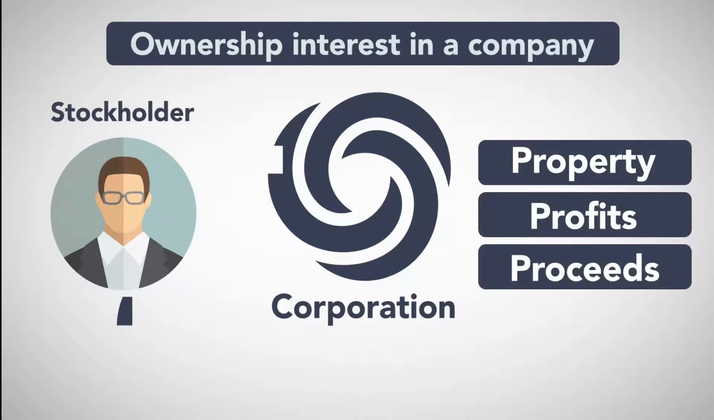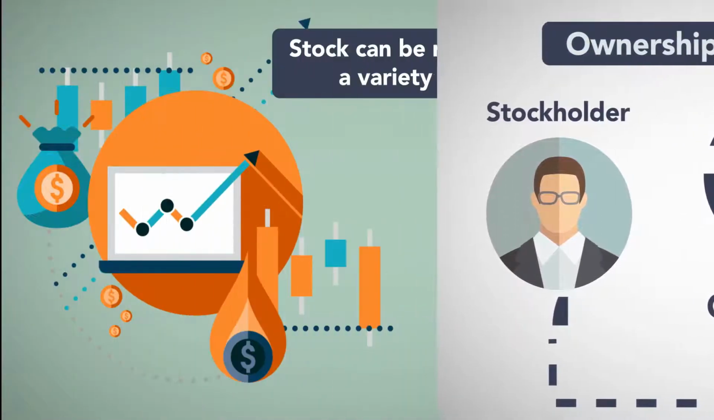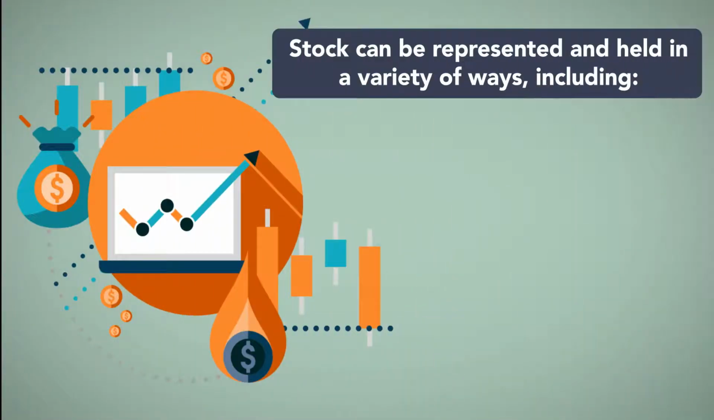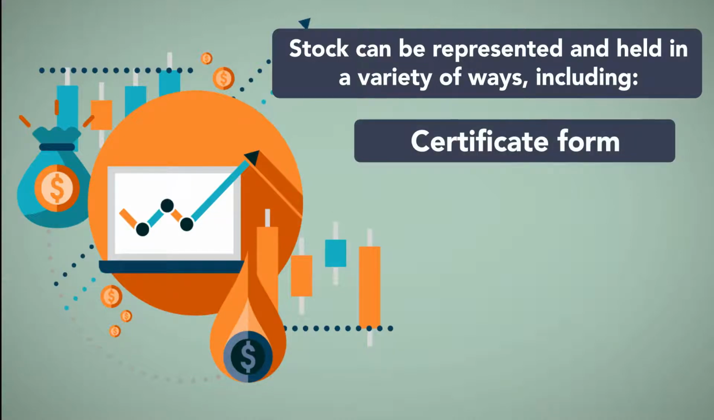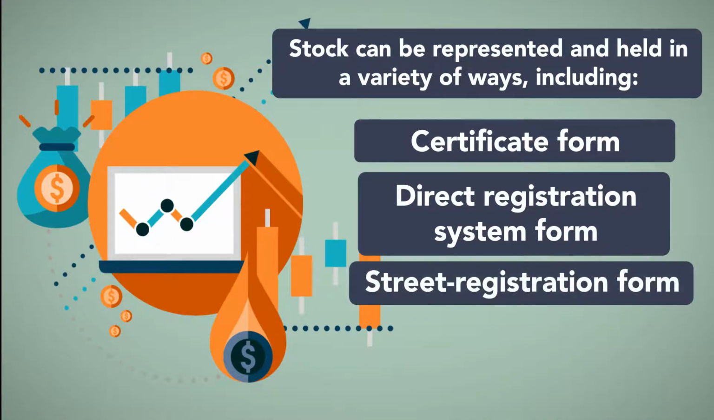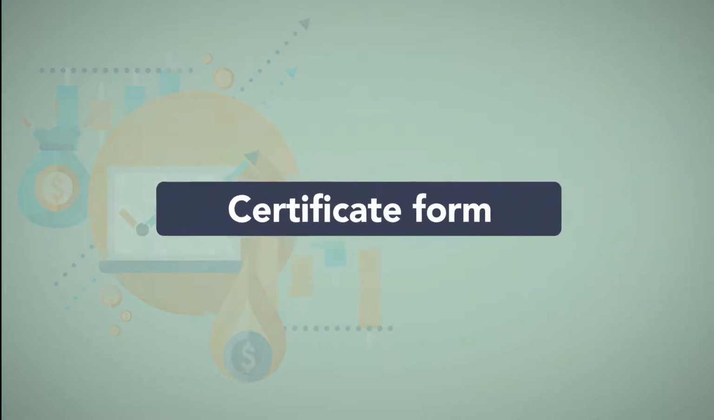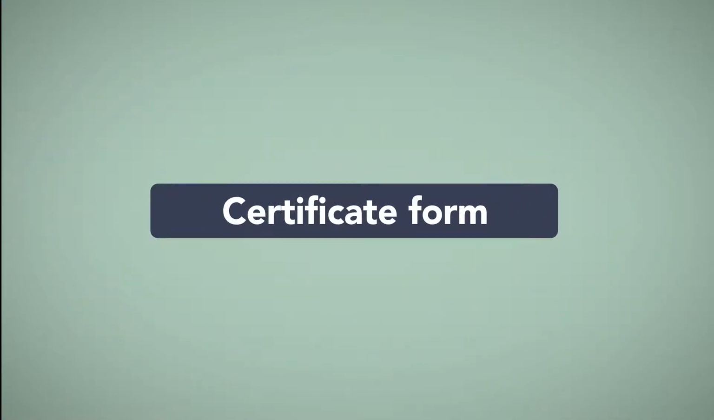For the stockholder, ownership of shares of stock represents a distinct bundle of rights flowing from the corporation to the stockholder. Stock can be represented and held in a variety of ways, including 1. Certificate form, 2. Direct registration system form, or 3. Street registration form. Let's begin by looking at holding stocks in certificate form.